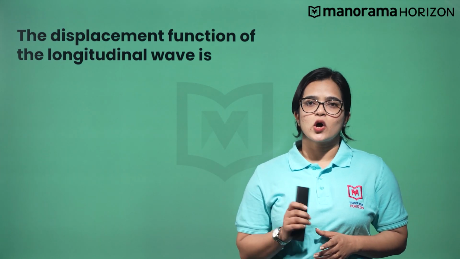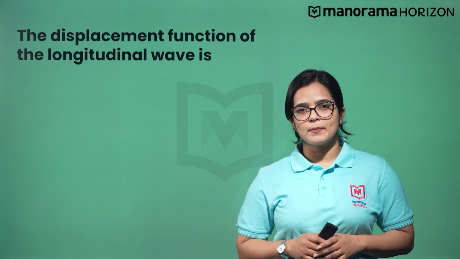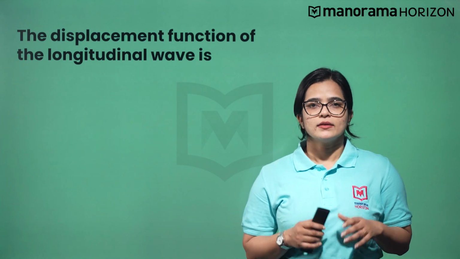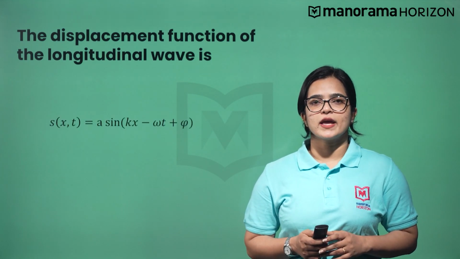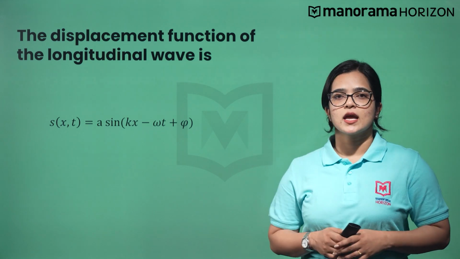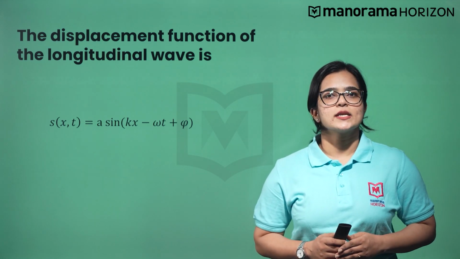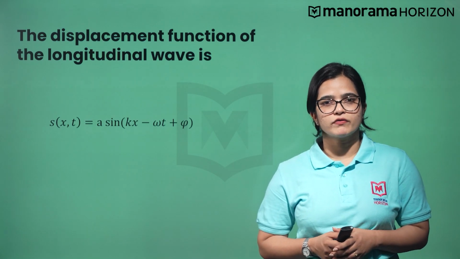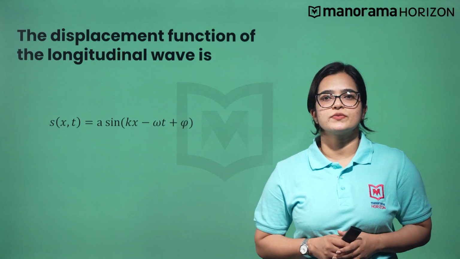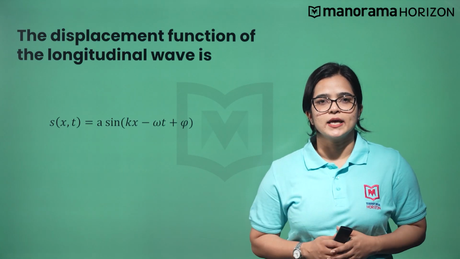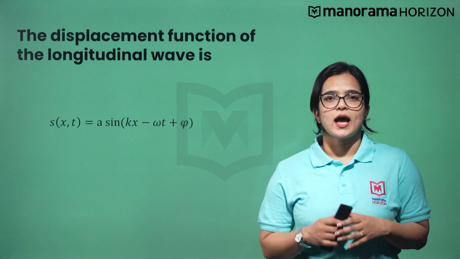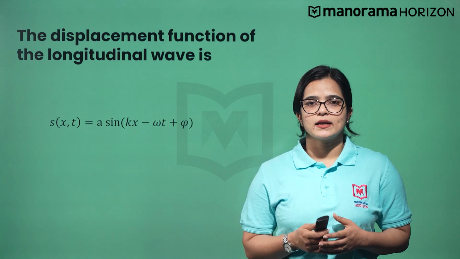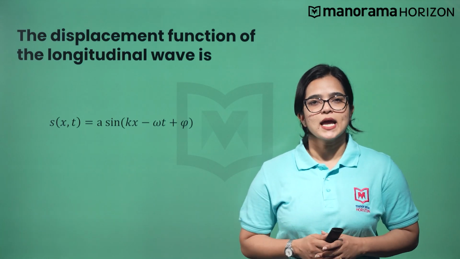In longitudinal waves, the displacement of an element in the medium is parallel to the direction of propagation of the wave. The displacement function of the longitudinal wave is written as s of x,t equal to a sine of kx minus omega t plus phi, where s of x,t is the displacement of an element of the medium in the direction of propagation of the wave at position x and time t. a is the displacement amplitude and other quantities have the same meaning as in the case of the transverse wave, except that y of x,t has to be replaced by s of x,t.